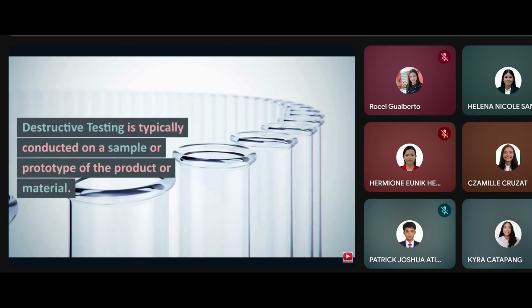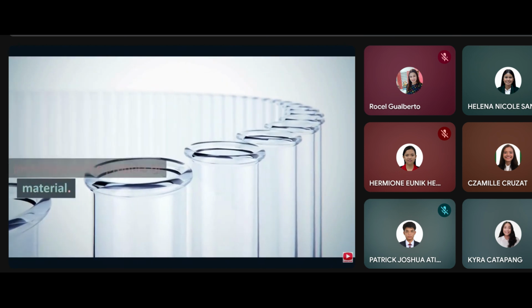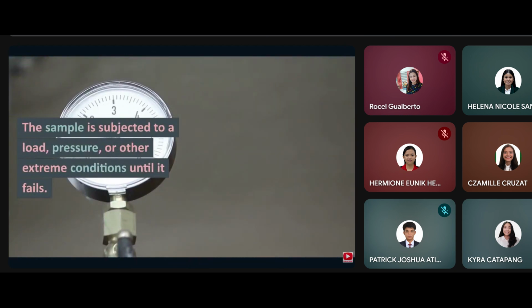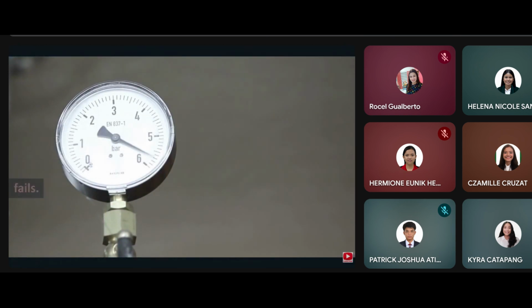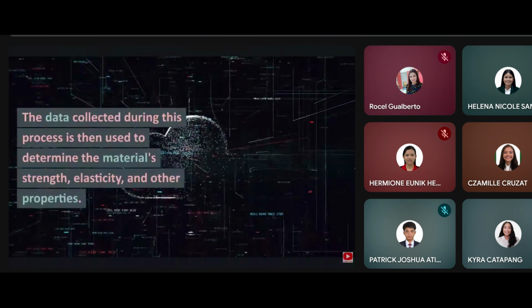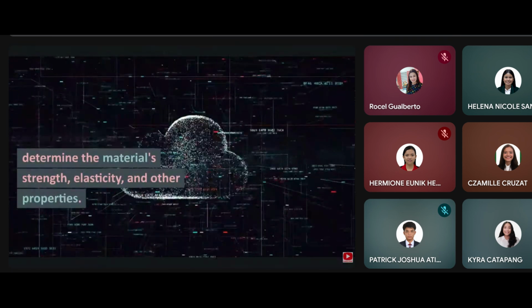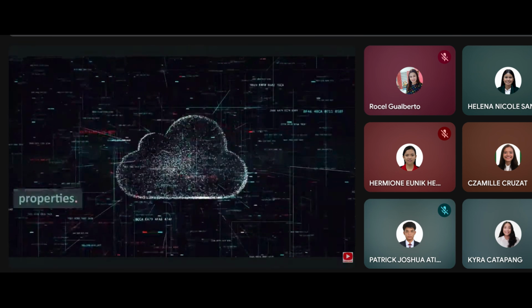Destructive testing is typically conducted on a sample or prototype of the product or material. The sample is subjected to a load, pressure, or other extreme conditions until it fails. The data collected during this process is then used to determine the material's strength, elasticity, and other properties.